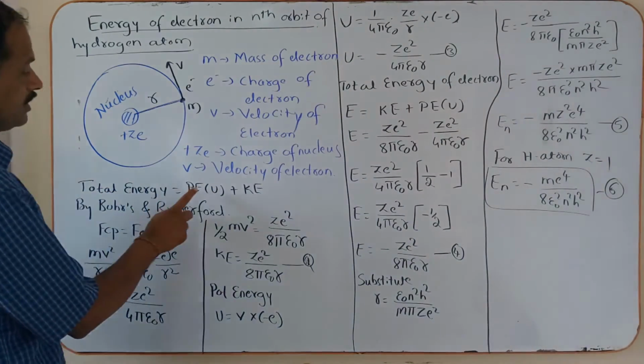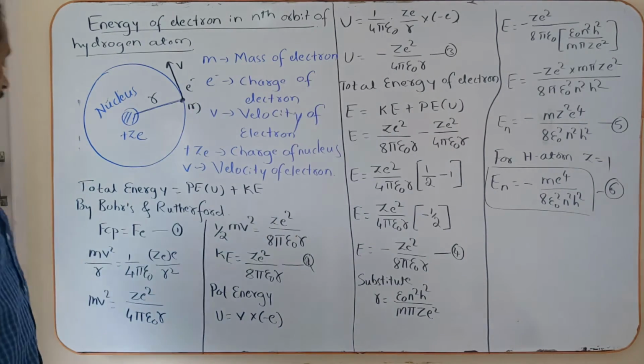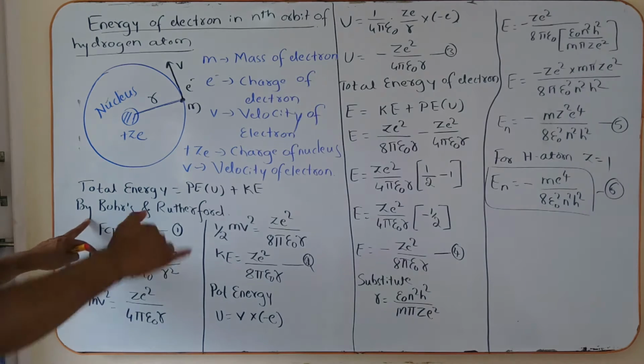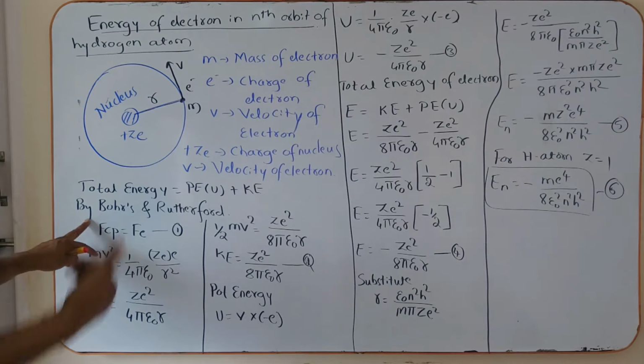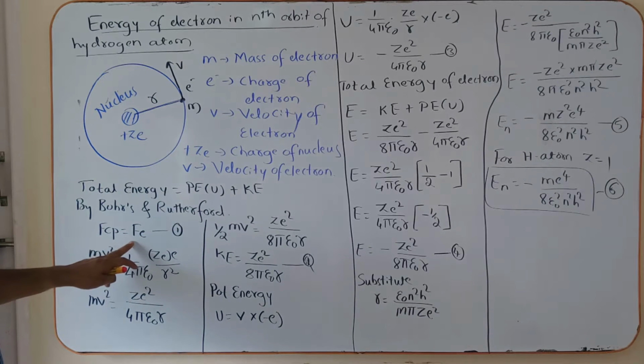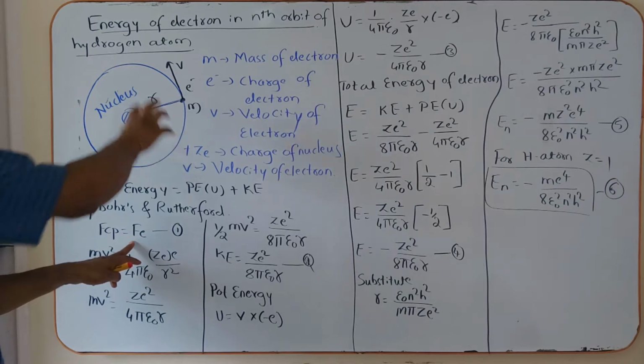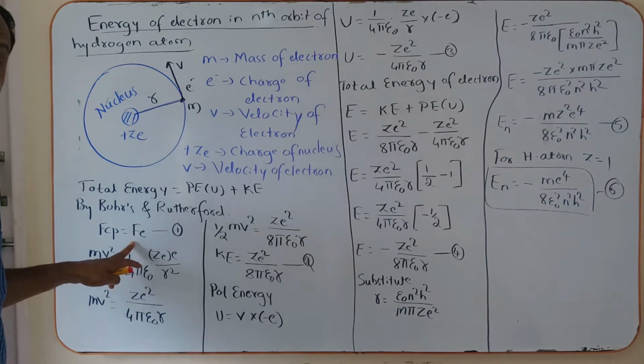Therefore total energy is potential energy plus kinetic energy, or kinetic energy plus potential energy. Now we come to a similar step again. By Bohr and Rutherford, the centripetal force of the electron revolving around the nucleus is provided by the electrostatic force of attraction, Fe.